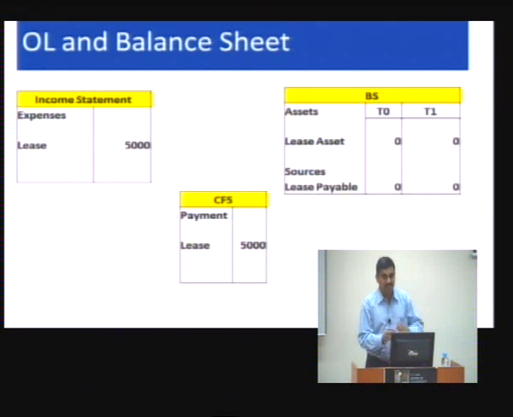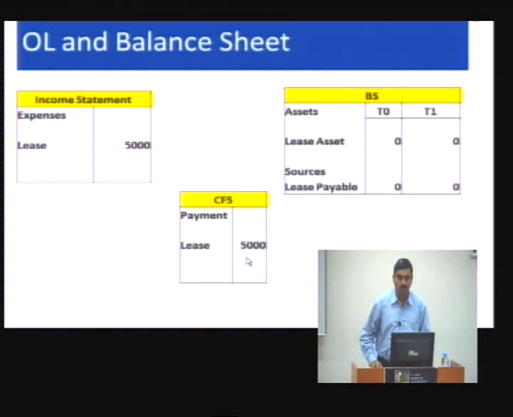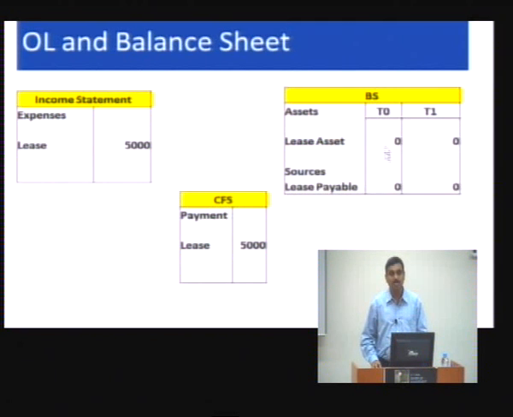To understand the difference, you see the balance sheet in case of an operating lease. In case of an operating lease, there is an expense and a cash outflow, no asset, no liability. Whereas in the previous case, for the same asset, you have an asset and a liability. Now there is no asset, no liability. So this leads us to an important question.